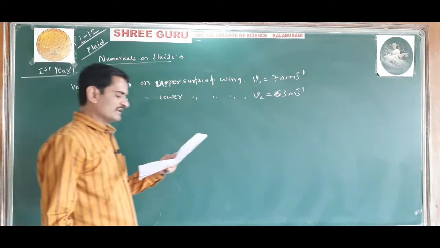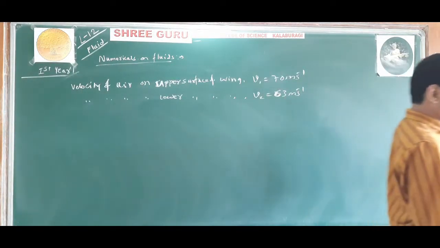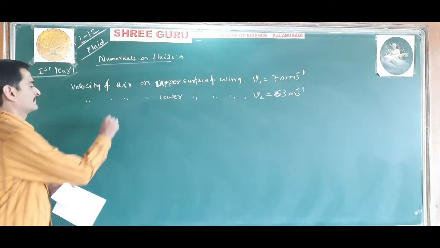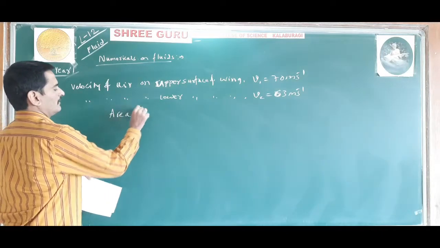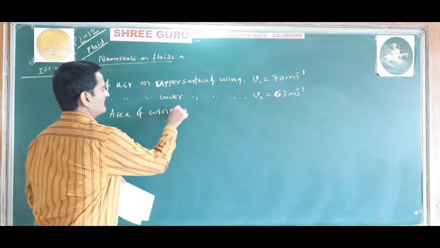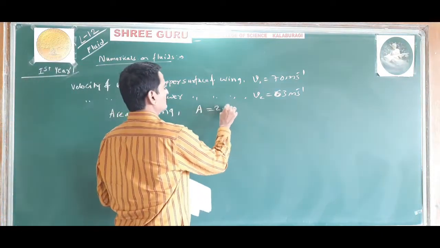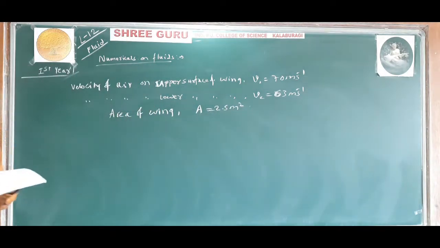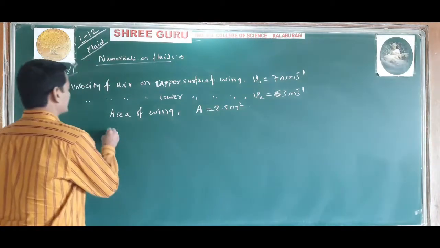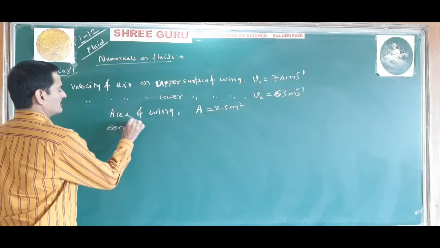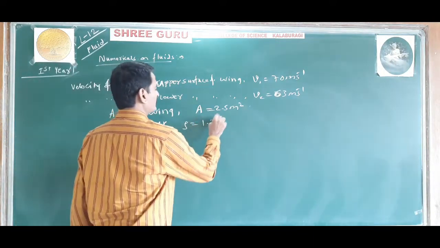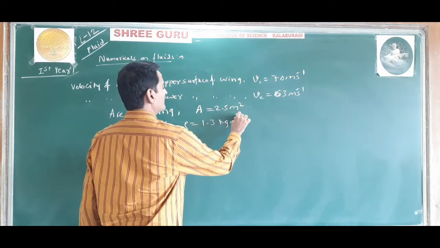Then what else? What is the lift on the wing? What is the dynamic lift on the wing? If its area is, so area of the wing, A is equal to 2.5 meter square. If its area is 2.5 meter square, take density of air to be. So density of air is also given. So density of air rho is equal to 1.3 kg per meter cube.